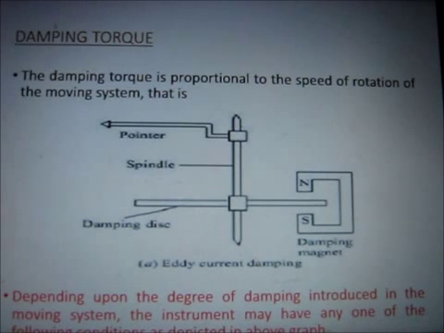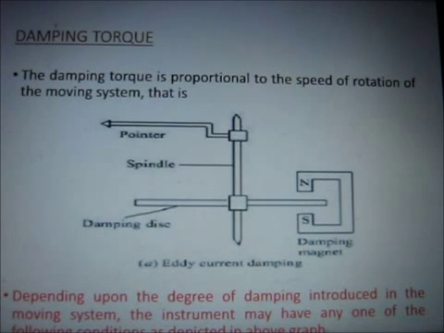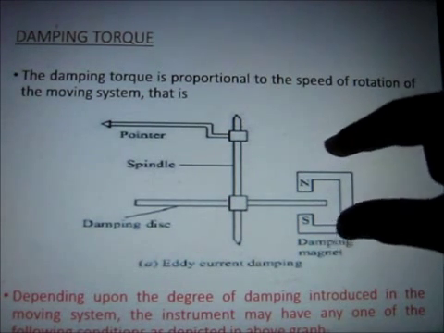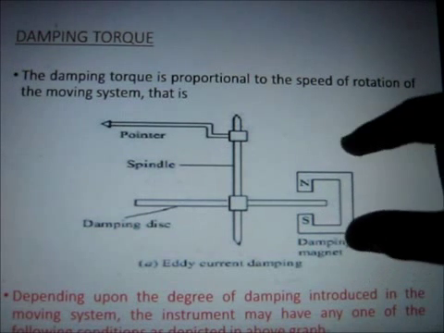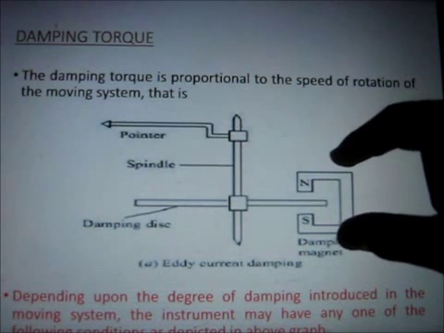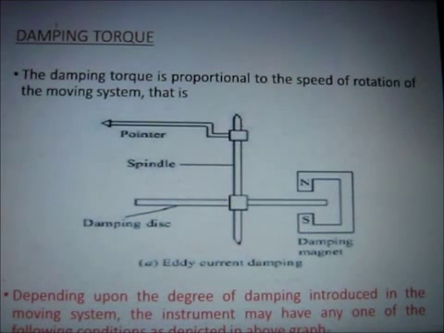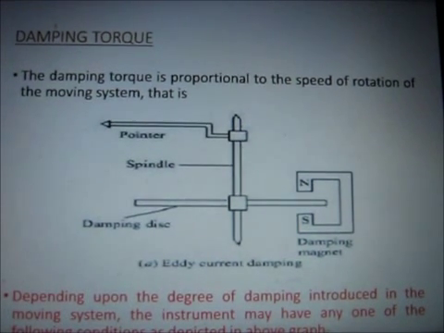Here you can see the picture of a damping torque. In this case, the damping torque is proportional to the speed of rotation of the moving system. We are using a damping disc that acts in between the two poles of the magnet, and the speed of the rotation of the moving system is proportional to the damping torque. This picture generally describes the eddy current damping.